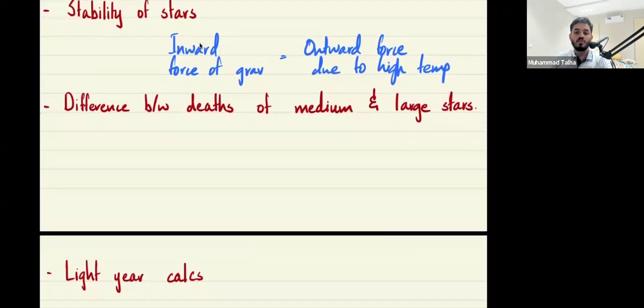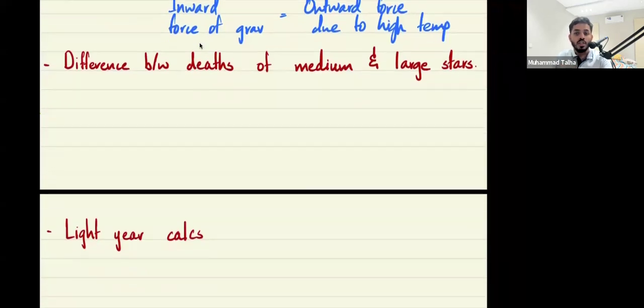Differences between the deaths of medium and large stars. For example, if you're talking about a medium star, you have a planetary nebula, white dwarf, black dwarf. And for a large star, you have the supernova and then the black hole or the neutron star and all of that stuff. So you do need to know that.